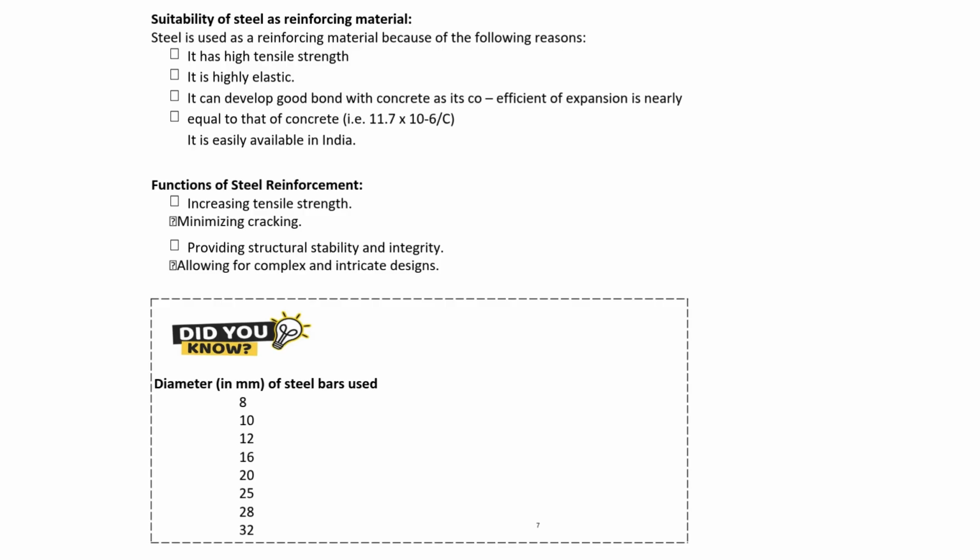What steel does in RCC? Gives tensile strength to concrete. Reduces cracks. Keeps the structure stable and safe. Helps in creative and complex designs. Did you know? Common steel bar sizes, 8, 10, 12, 16, 20, 25, 28, 32.